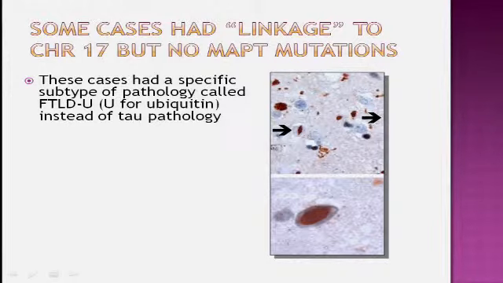When they looked at the pathology from these cases, they found a specific type of pathology called FTLD-U, U standing for ubiquitin. That basically meant that some sort of garbage protein was being deposited and tagged with ubiquitin, but they didn't know what the protein was. And unlike the other cases with tau mutations, these did not have tau pathology.